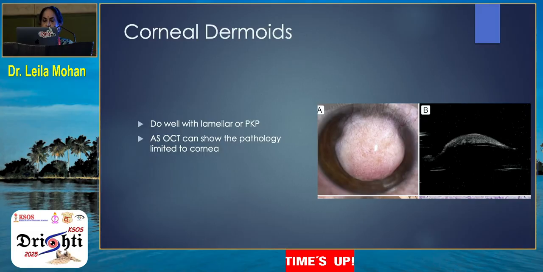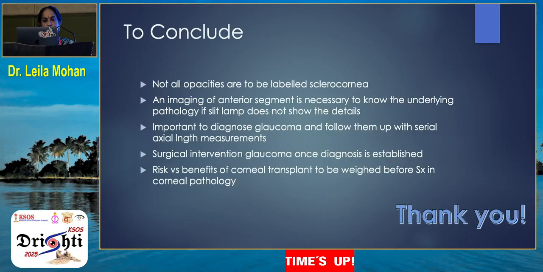So corneal dermoids are purely corneal. We can see them. An OCT may show the depth, and they can be operated with lamellar or penetrating keratoplasty. So it's important to diagnose glaucoma and follow them up with serial axial length measurements. Not all opacities are to be labeled as sclerocornea, because we need to know what is happening underneath. And surgical intervention when it is diagnosed is urgent. So the risks versus benefits of corneal transplant have to be considered and weighed, and discussed with the patient's parents whenever we consider surgery.